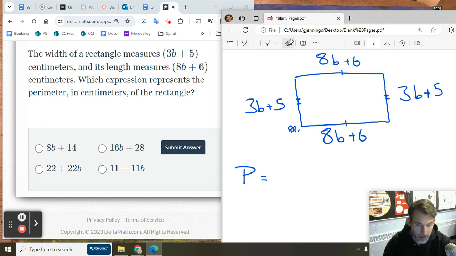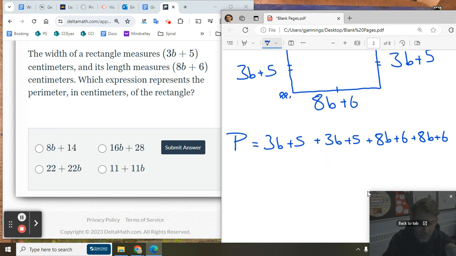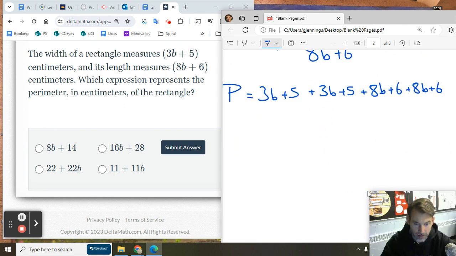Okay, there. So the perimeter is going to be 3b plus 5 plus 3b plus 5 plus 8b plus 6 plus 8b plus 6. Okay? And now I can reorganize that in a nicer way. So I could say this is 3b plus 3b plus 8b plus 8b. And all those b's, those are just like bananas. 3 bananas plus 3 bananas plus 8 bananas plus 8 bananas is 22 bananas.